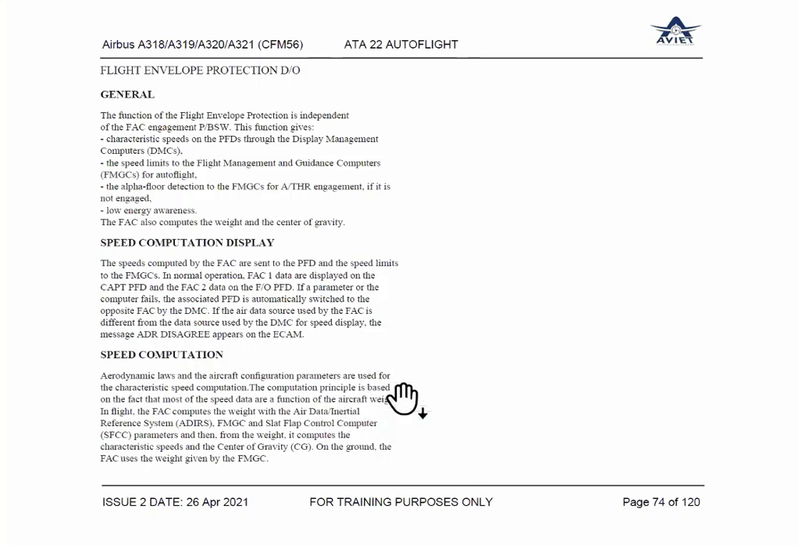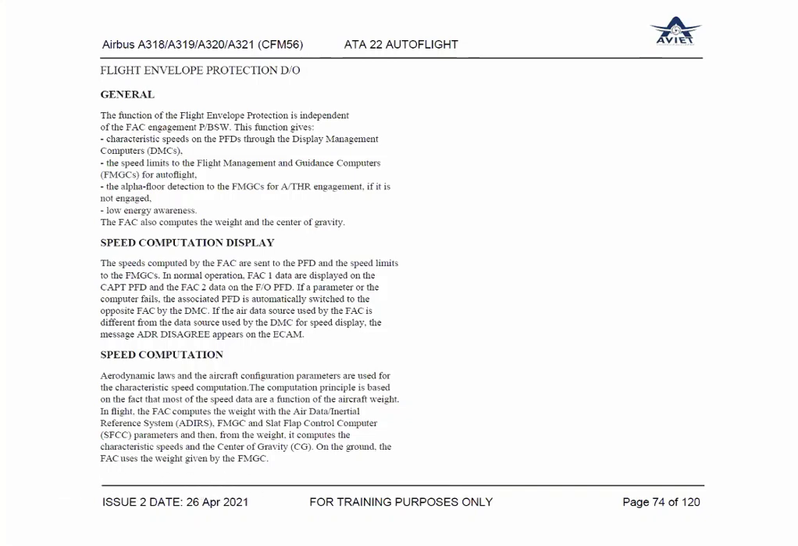The computation principle is based on the fact that most of the speed data are a function of the aircraft weight. In flight, FAC will compute the weight of the aircraft with the help of ADIRS, FMGC, and slat flap computers, and then from the weight it computes the characteristic speed and CG. On ground, FAC will use the weight given by the FMGC.